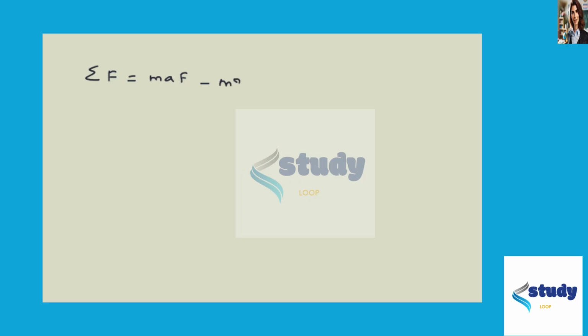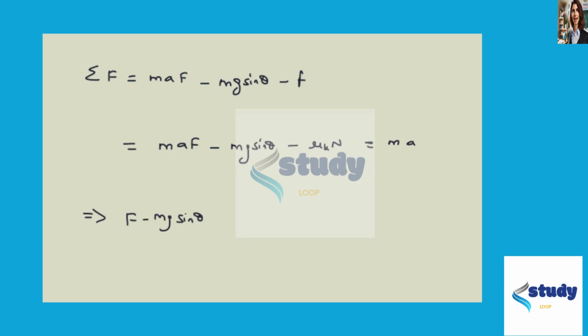Now going forward and solving the problem further, I can write summation of F is equal to MA, F minus mg sin theta minus small f. So on simplifying it further, it will be equal to F minus mg sin theta minus mu k N, which is equal to MA. Note that N is the normal force. Now you can write the next expression as F minus mg sin theta minus mu k mg cos theta is equal to MA.